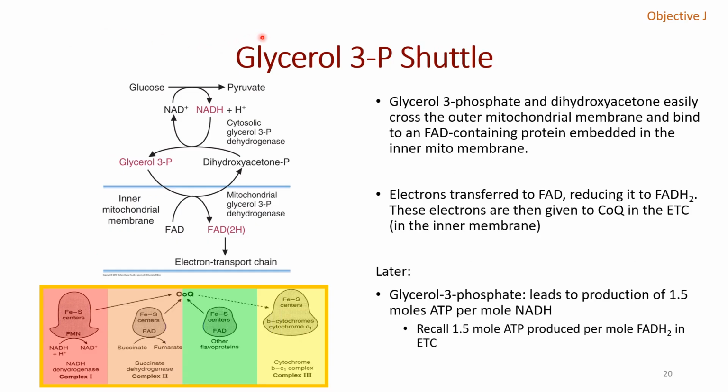Okay, let's start with the glycerol 3-phosphate shuttle because it's a little bit easier to understand. So here's glucose, and it goes to pyruvate, so there's our pathway, and we know that during that pathway, that NAD, which is oxidized, is going to take electrons away from the, in this case, glyceraldehyde 3-phosphate molecule, and those electrons are given to the NAD to make NADH. NADH is reduced, it has the electrons now, but it can't cross the intermitochondrial membrane. The partner molecule that it will interact with is going to be dihydroxyacetone phosphate.